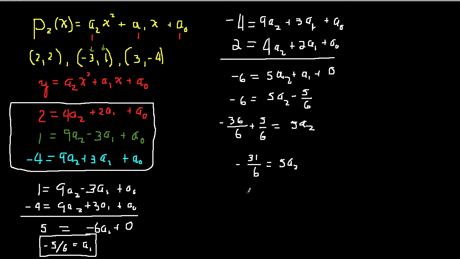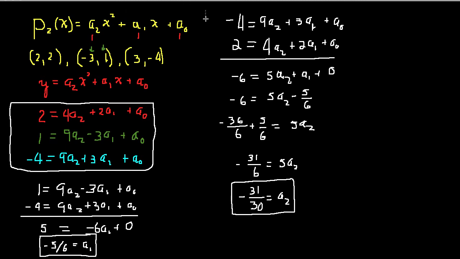And now divide both sides of the equation by 5, and I get negative 31 over 30, and that's equal to a2. So here's my second variable a2 that I found the solution for.